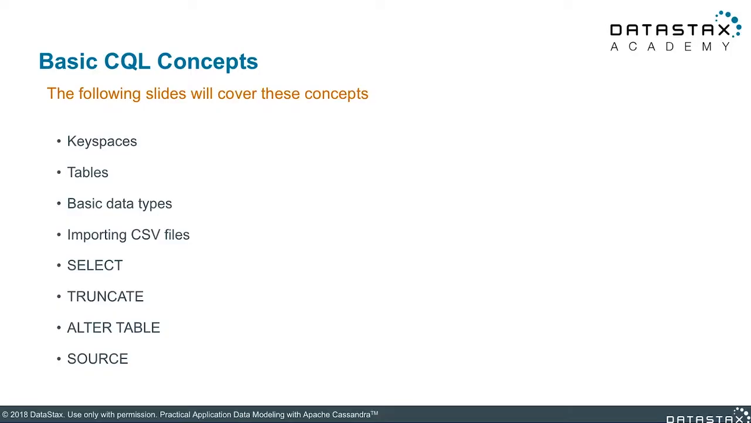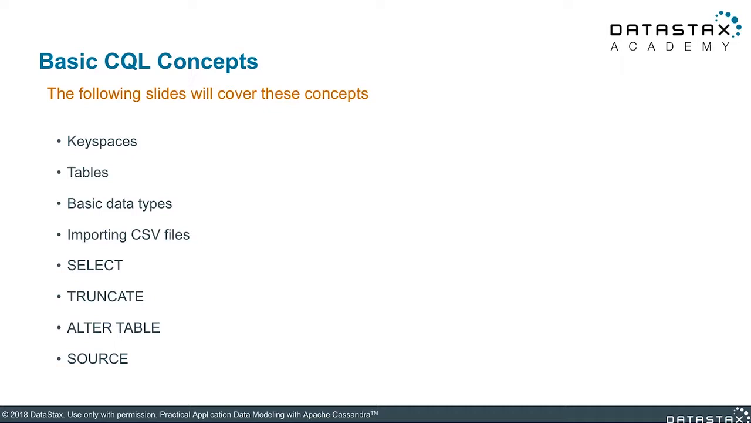To create physical data models in Cassandra, you're going to need to know some Cassandra Query Language, or CQL. In these next few slides, I'm going to give you just enough CQL syntax to get you started. We're going to learn about the basic building blocks of Cassandra schema, such as keyspaces, tables, and the basic data types that we can store in our tables. We'll learn how to load sample data into Cassandra from a CSV file, and some basic CQL commands for interacting with data, including select, truncate, alter table, and source.